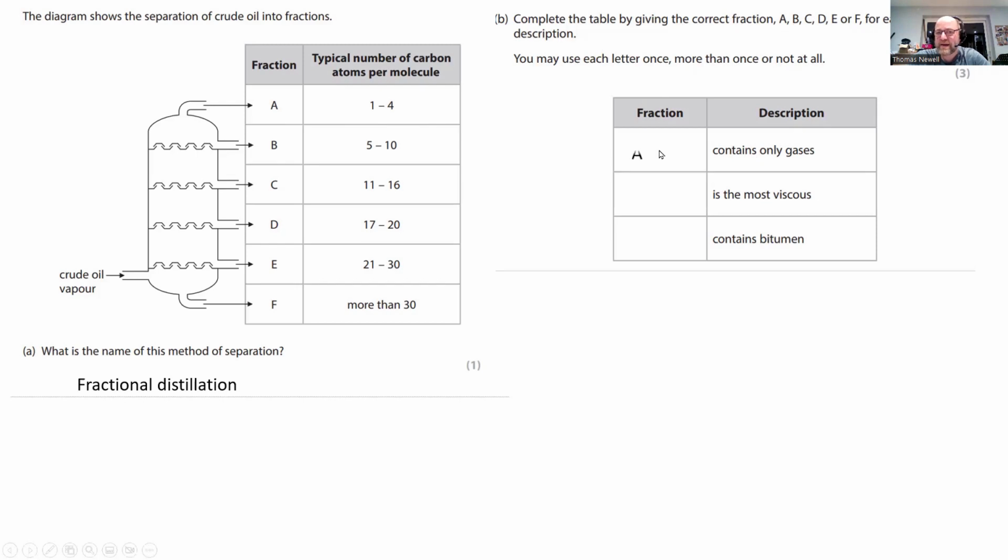They are gases at room temperature, so they're going to come out as gases. Which one is the most viscous, the thickest? Well, that's going to be right at the bottom, the one with the most carbon atoms. So that is bitumen, which is F. And then which one contains bitumen? Well, that's F again. So a little trick there that they like to do.